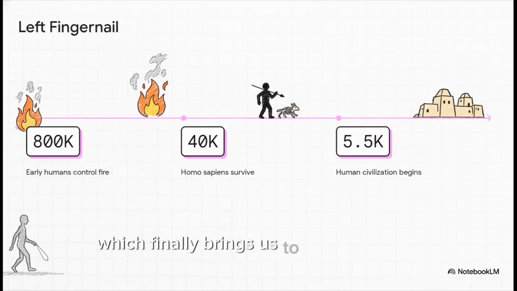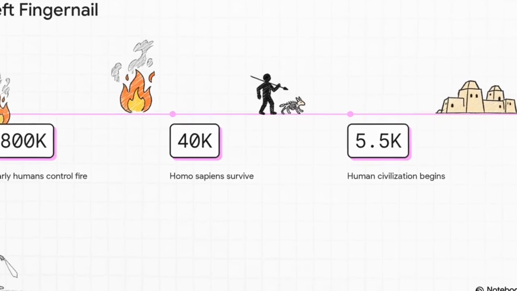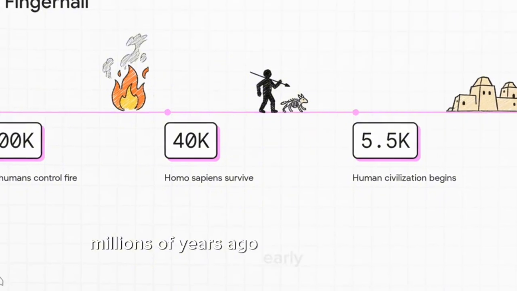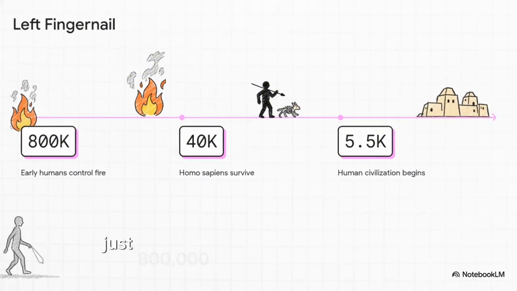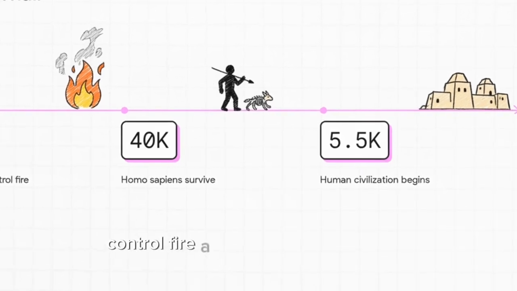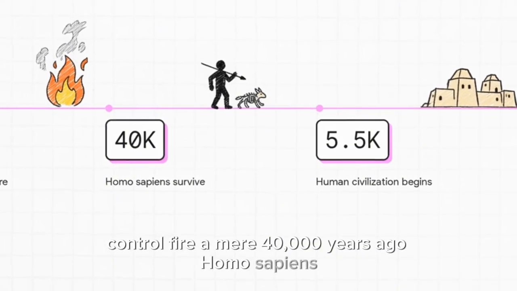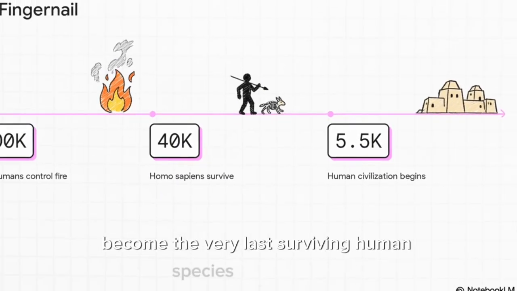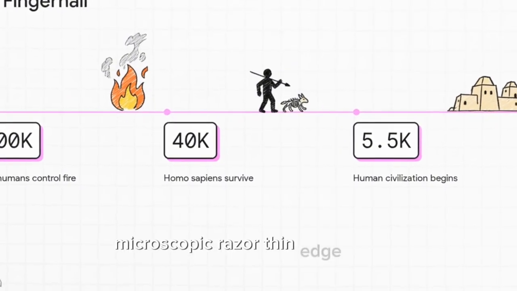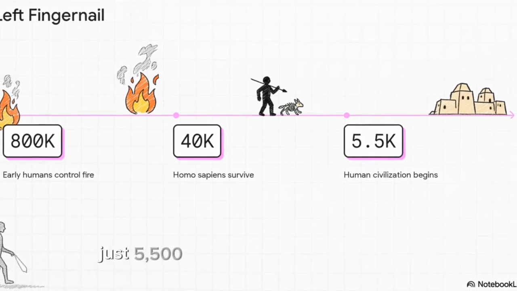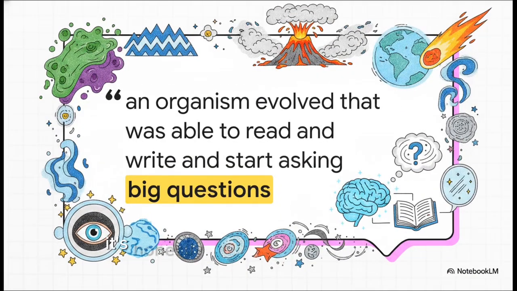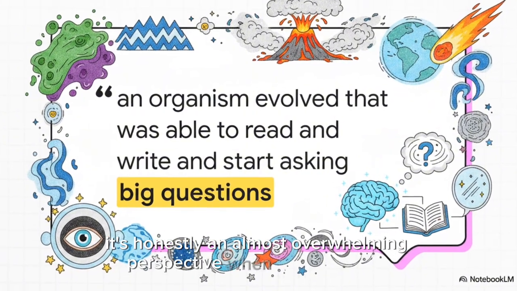Which finally brings us to the very tip of your left fingernail. The timeline here moves at an absolute blinding speed. Millions of years ago, early hominids start walking upright. Just 800,000 years ago, our ancestors finally figure out how to control fire. A mere 40,000 years ago, Homo sapiens become the very last surviving human species on the planet. And right at the absolute microscopic razor-thin edge of that fingernail, just 5,500 years ago, human civilization as we record it actually begins. It's honestly an almost overwhelming perspective when you step back.